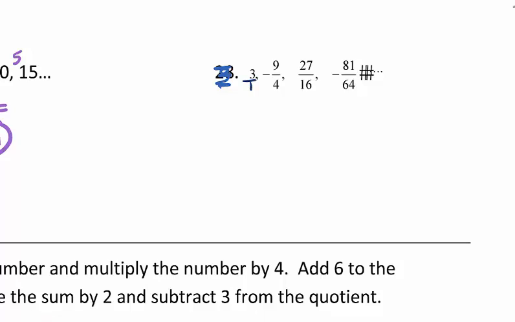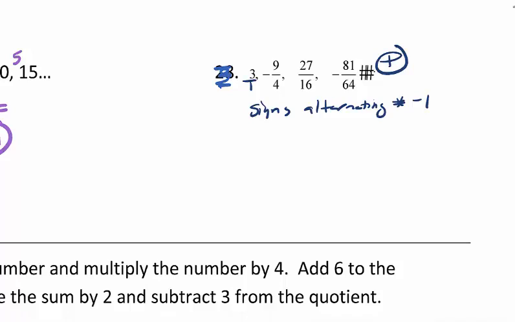rewrite 3 over 1. So the first thing we should notice is that the signs are alternating, which usually means I'm multiplying by a -1, which means positive, negative, which means my last number here in the sequence should be a positive.